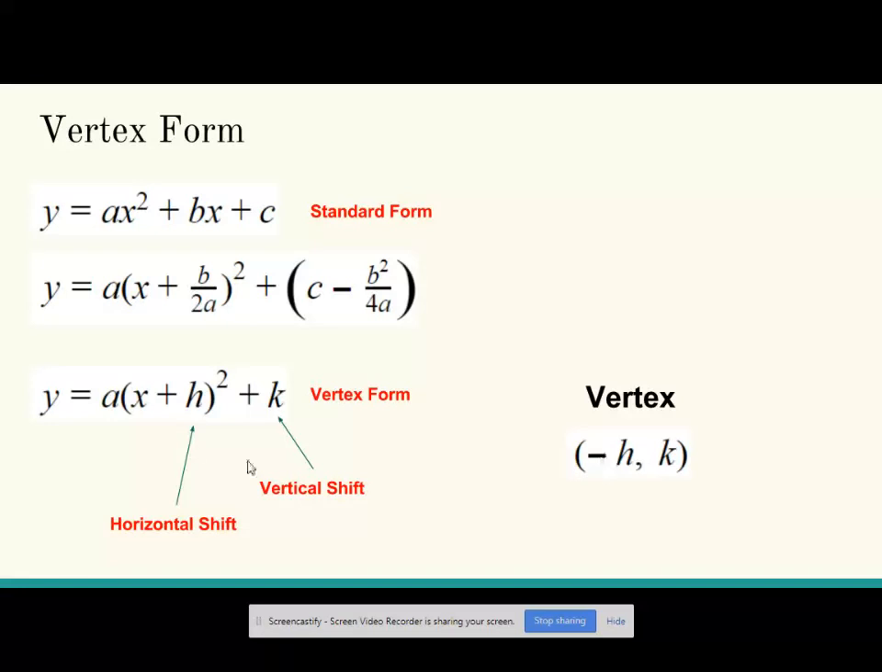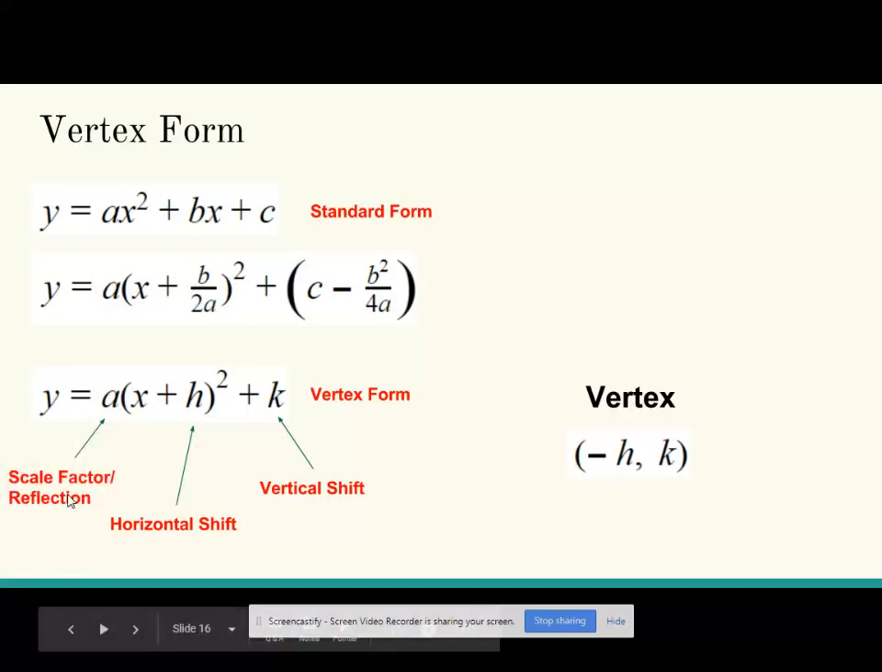One letter I haven't mentioned yet is this A. I'm going to come back to this. That's the scale factor and reflection. I'll address that in a little bit.